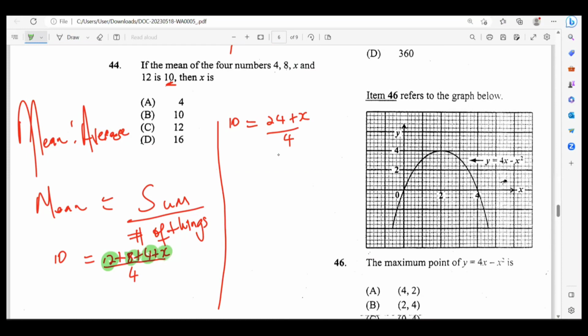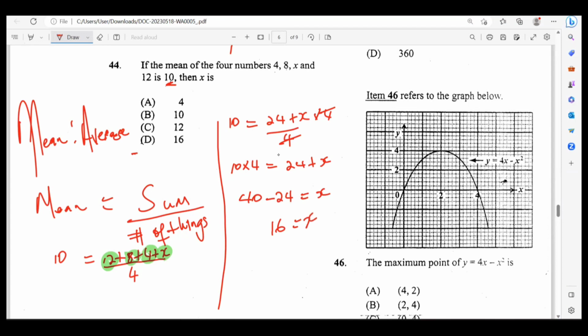Now take a look at this. Just solve for x. You're going to have to multiply by 4. So then you're going to have 10 times 4 over here. When the 4 multiplies here, it cancels, so it's gone. So you have 24 plus x. I'm just showing you the long way. So 40, take out 24 now. X is left alone, 16.